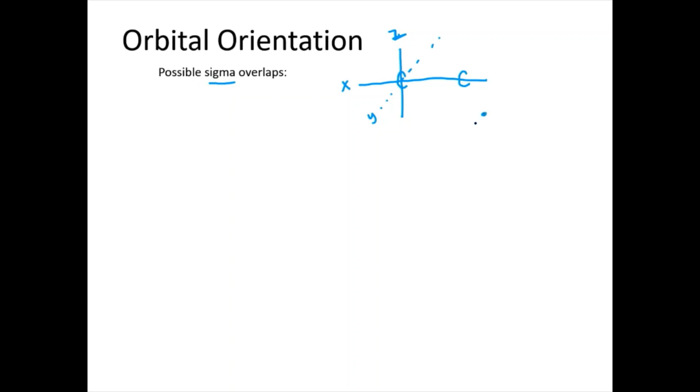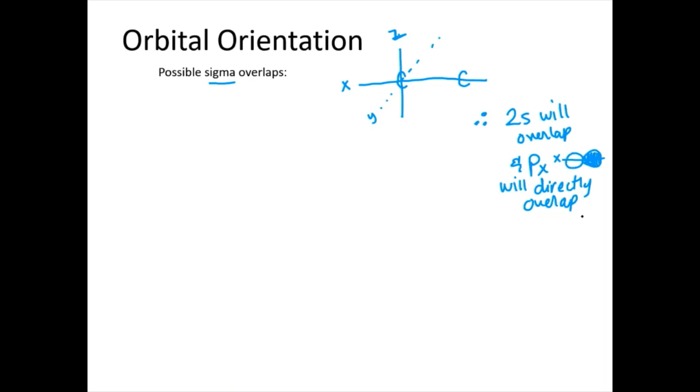And so when I draw it this way, here's my three little dots, meaning therefore, the 2s orbital will overlap. And they'll always overlap, right? They're just these big spheres. And the px orbitals will directly overlap. Okay, and remember px is on that x-axis, looks like this.